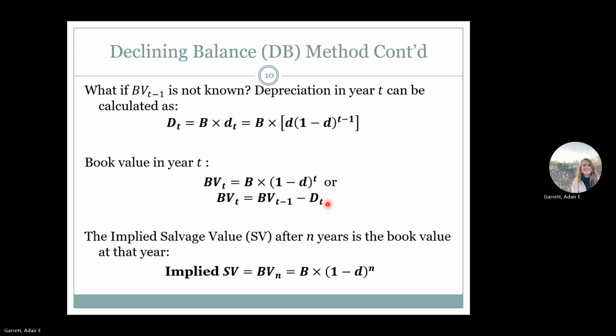year. The other element that we can calculate is the implied salvage value after n years. And that's equal to the book value at that year, which is equal to, again, this same expression that we saw above. And I want to note, if the estimated salvage value, which is normally given in the problem, is less than the implied salvage value, which you would be calculating, then the asset is not fully depreciated when its expected life is reached.